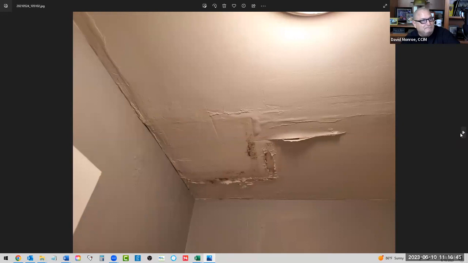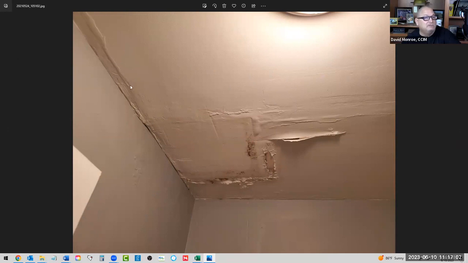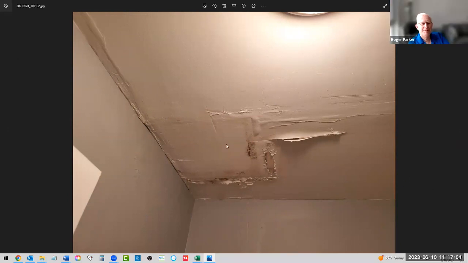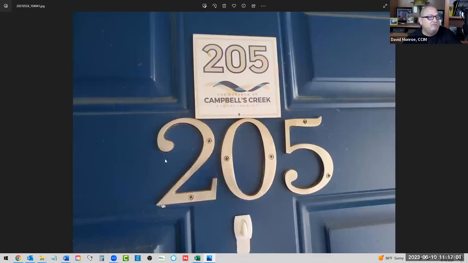This is a renovated property. Yeah, you keep saying that, but it doesn't look like it, right? There's no evidence of that, Dave. What does this show us? Water leak, yeah. So what is more than likely above this? A bathtub, shower head, sink, water heater maybe. Second floor. This is a 3-story building.